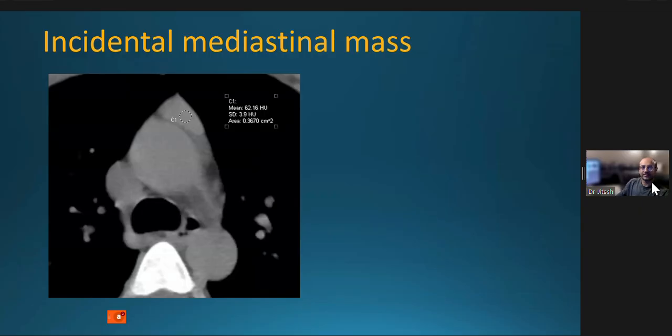So now look at this case. This is again an incidental mediastinal mass, which is located in the prevascular mediastinum. It has an attenuation of 62, which is more than a fluid. So this could be a cystic lesion with high attenuation content, most likely proteinaceous content. But to be certain this is not a solid thymic lesion like a thymoma, we need to do MRI in these cases.